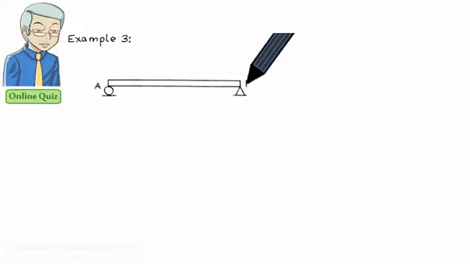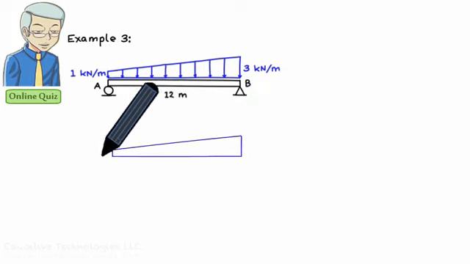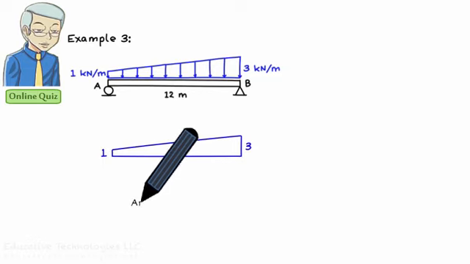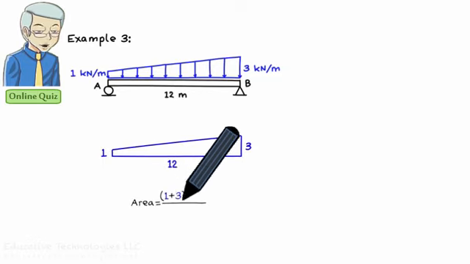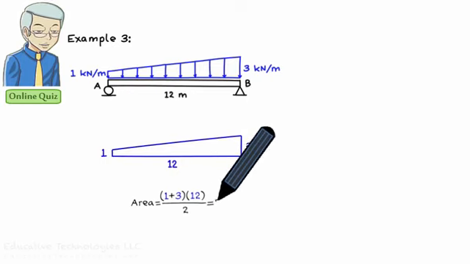Example 3. In this example, we wish to determine the support reactions of a beam when it's subjected to a trapezoidal load. To find the magnitude of the equivalent concentrated load, we need to calculate the area of the trapezoid. This equals the sum of the two sides times half of the base of the trapezoid, that is, area equals (1 plus 3) times 12 over 2, or 24.